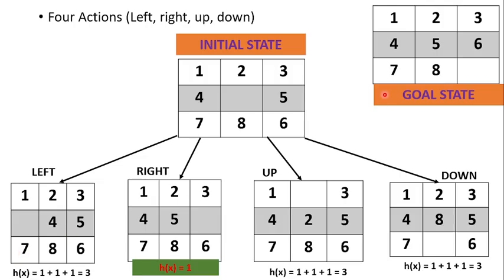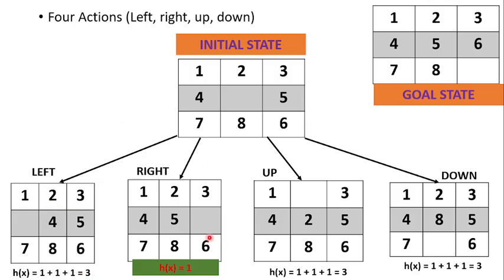7 here is also 7, correct. 8 here is also 8, correct. But in the goal state, if there is an empty box, but here you have a number, then that is also called an error. So therefore 1. So obviously 3 errors are there, that is 1 plus 1 plus 1, totally 3 errors in the left position.